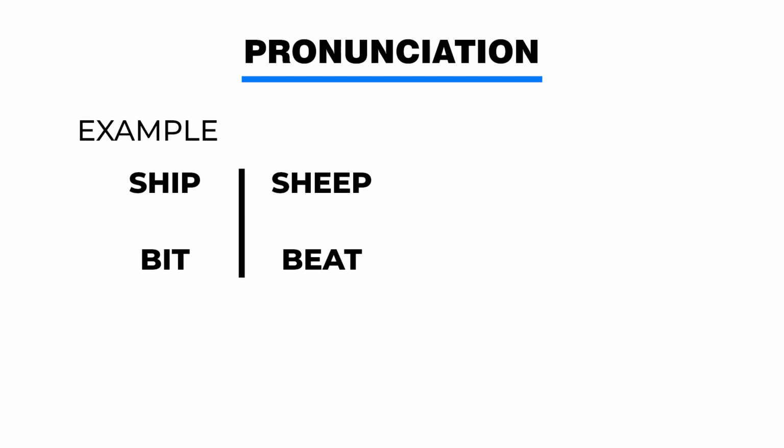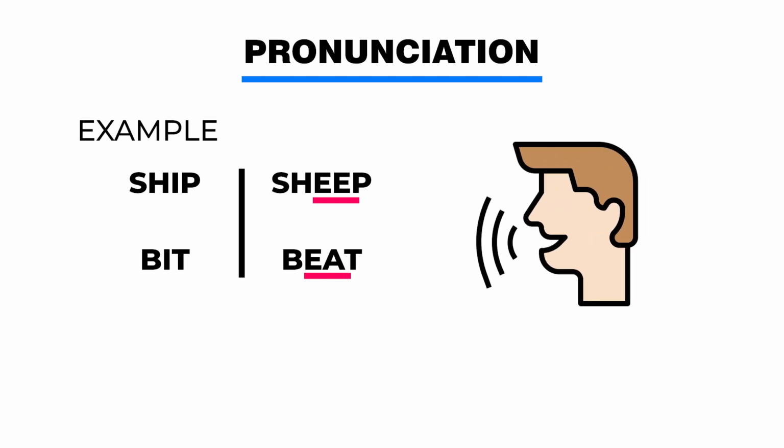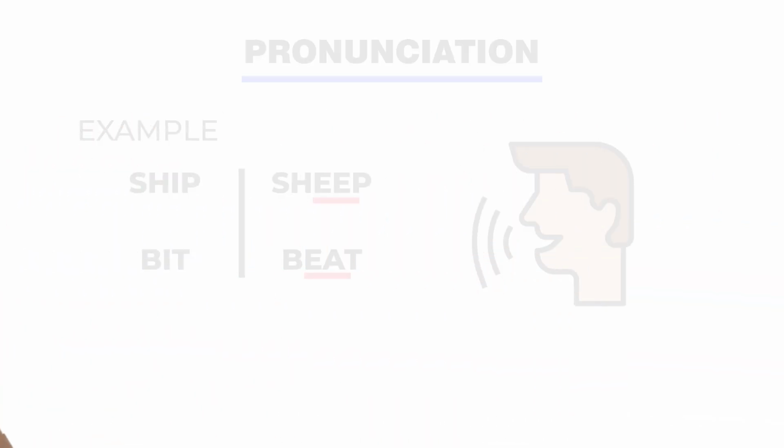Listen carefully to the difference between "ship" and "sheep." Notice how the vowel sound changes from short to long. Practicing minimal pairs like these can improve your pronunciation skills and reduce common errors.